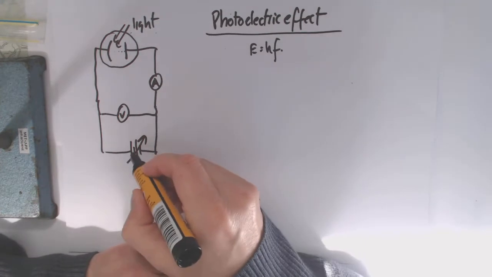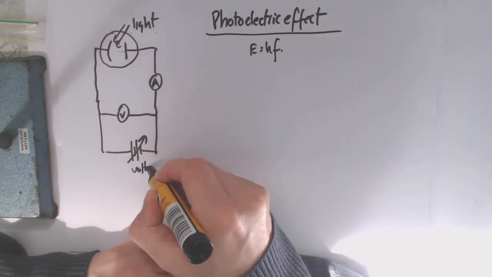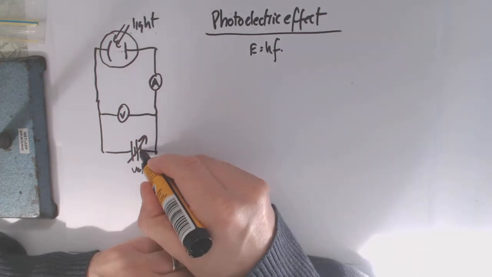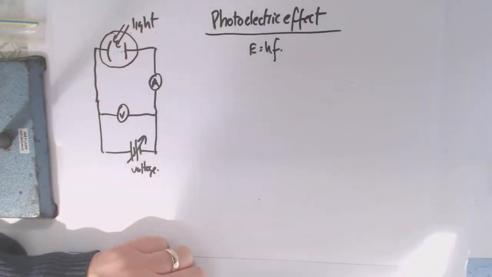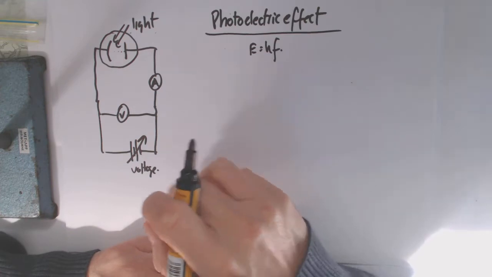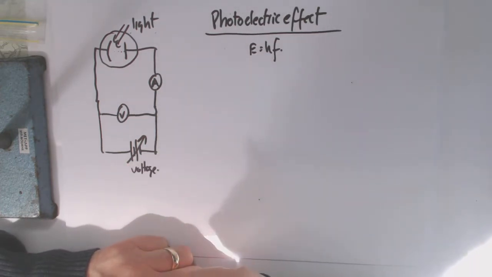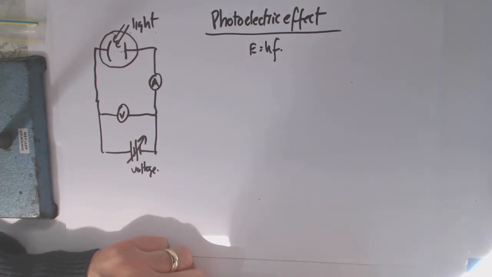So the voltage here, you're going to apply in a way that we've got the negative on this side to repel the electrons and stop any current from flowing. So the level of voltage you have to apply will be a determining factor in how much kinetic energy those electrons must have.